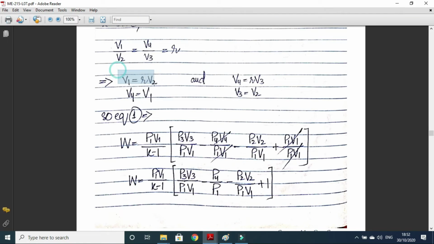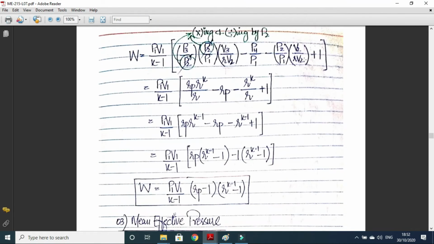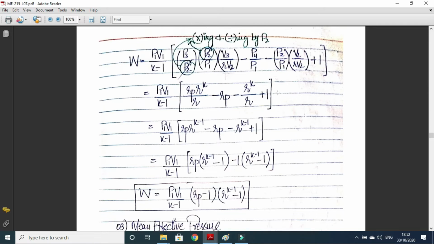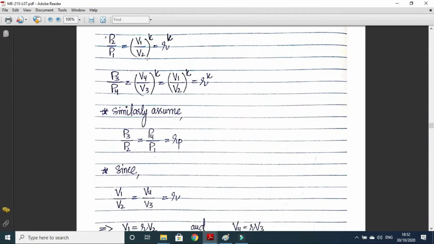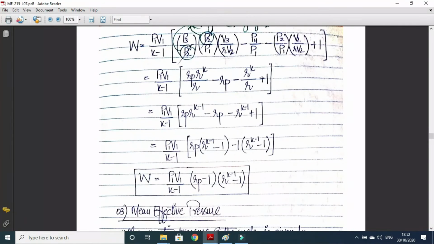V1 is equal to RV2, and V2 will be cancelled out, 1 upon R, and P2 upon P1 is equal to R to the power K. So this thing, and plus 1. Now R to the power K and R have same base, so it will be RP R to the power K minus 1 minus RP R to the power K minus 1 plus 1.